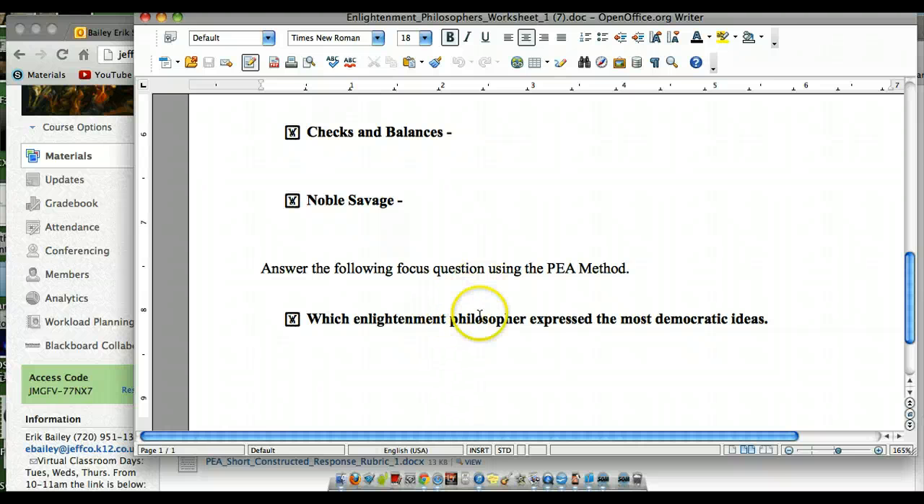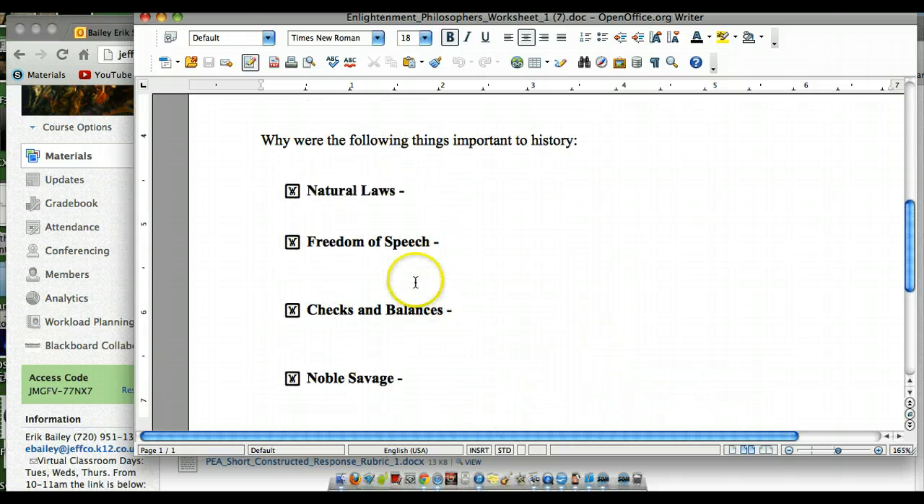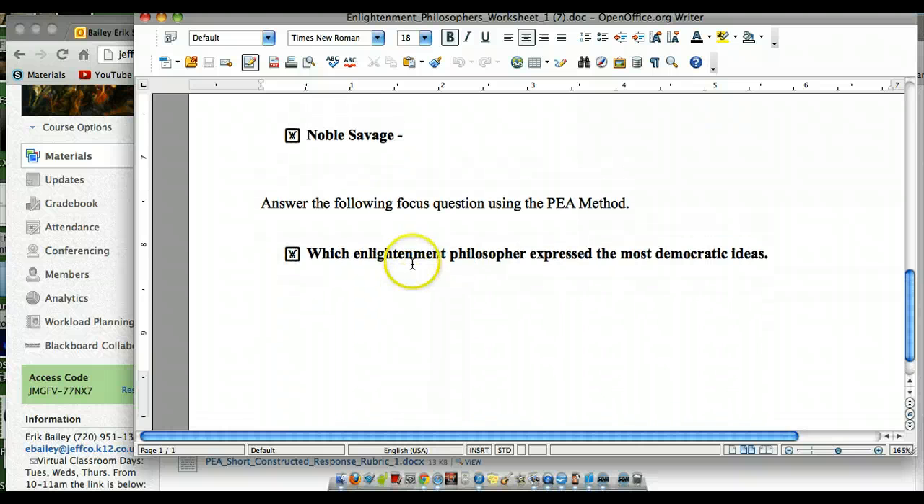And the focus question is, which Enlightenment philosopher expressed the most democratic ideas? You need to use the PEA method to answer this question. So the evidence portion of the PEA method is going to come from your notes. You need to provide evidence in quotes or facts or anything else when you're making your point. And then your analysis will be how you tie the point and evidence together in your answer. It's going to be a short answer question, so be sure you write in paragraph form, check your spelling, check your grammar, and treat it like it's a short essay.